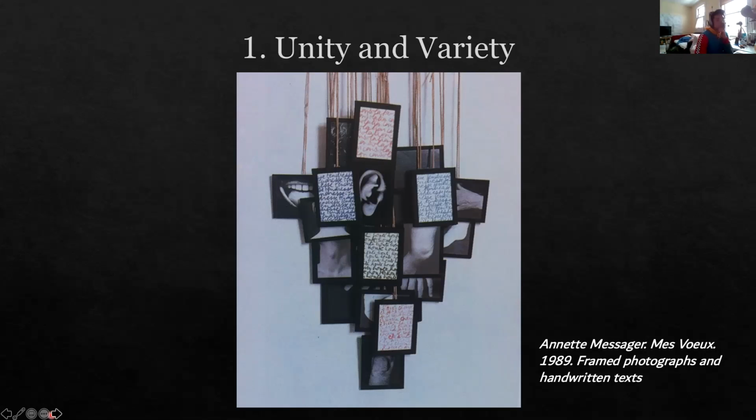Could the unity be they're all body parts, but the variety could be they're not in the order of how a body should be organized? Very good. Then how about the variety? What's the variety in this work of art? The different pictures. Very good. Yes, the different pictures.